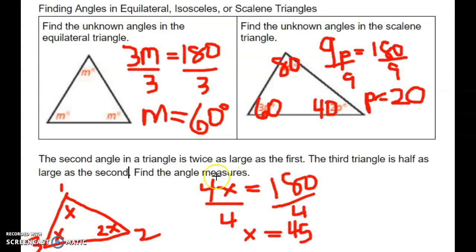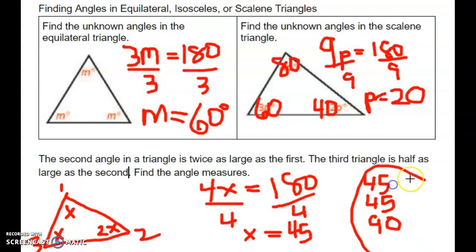Okay? So when it says find the angle measures, well, since two of these angles were x, okay, that means that we have a 45-degree angle, a 45-degree angle, which leaves 90 degrees left over because 45 plus 45 is 90 and plus 90 is 180. I can check that over here. 2 times 45 is also 90. And so these are our 3 angle measures, okay?